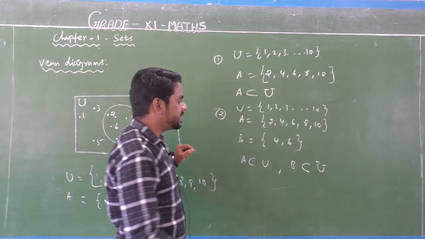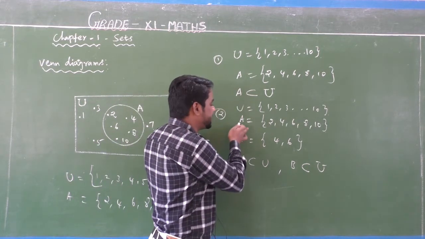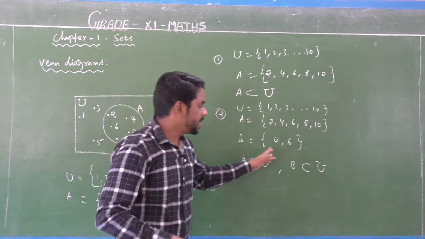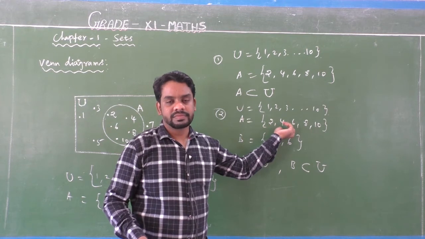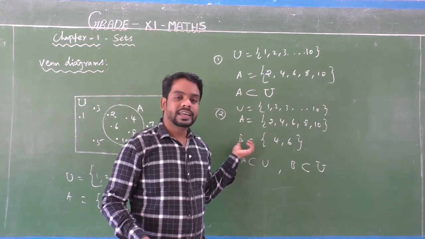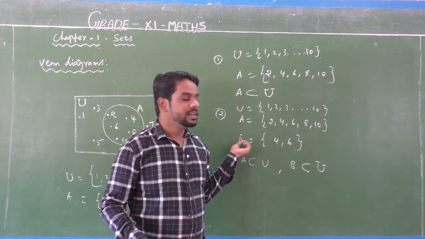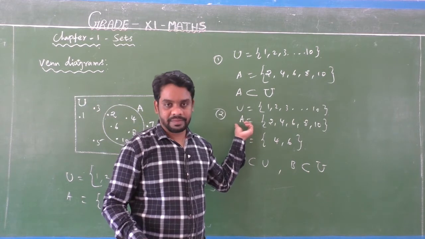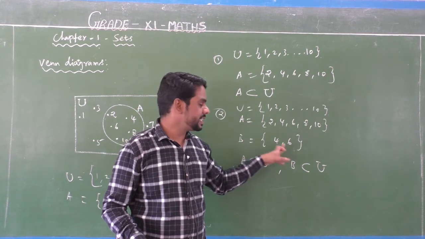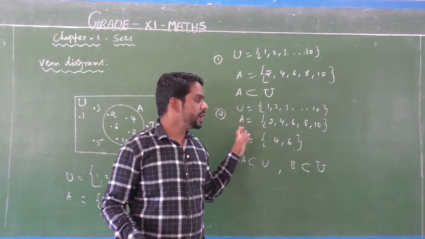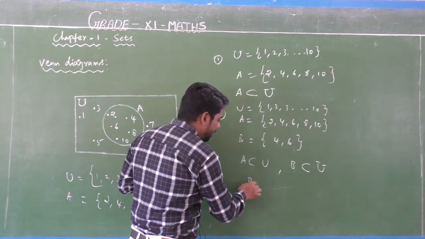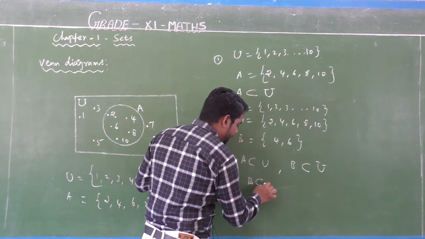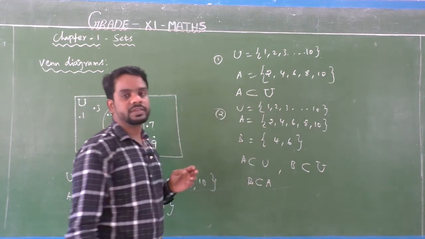And one more concept, listen, students. I compare the two sets A and B. Listen, here 4 and 6 always belong to A. All the elements in the set B belong to the set A. Okay? So 4 belongs to A and 6 belongs to A. So 4 and 6 belong to both A and B. So here B is a subset of A.